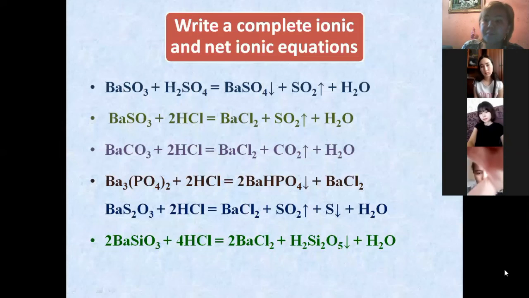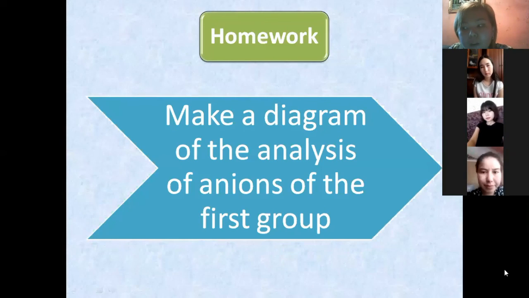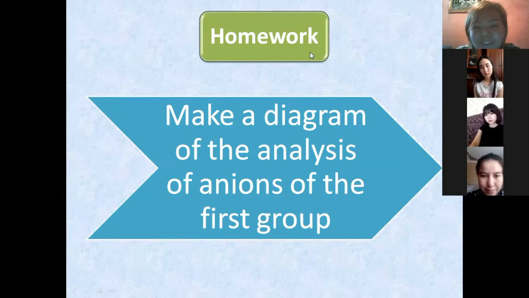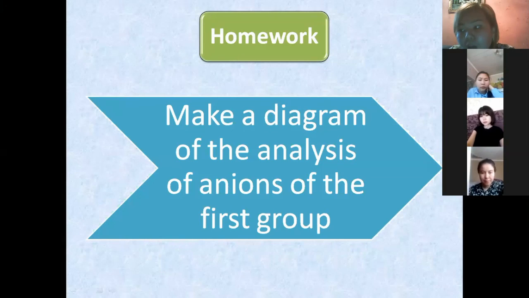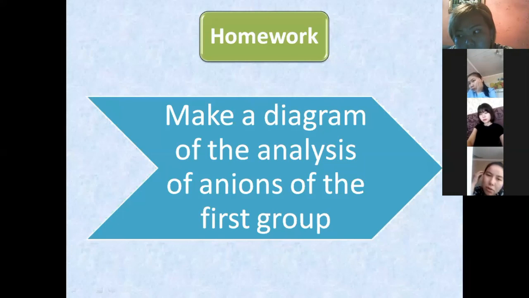And finally, write down your homework. You need to draw a diagram of the analysis of anions of the first group, and also send the task to the university system. After verification, I will give you your points. Okay. Do you have any questions about this? No, we understand it. We don't have any.